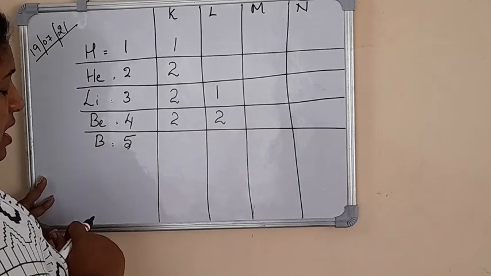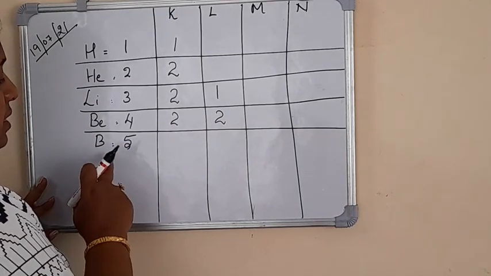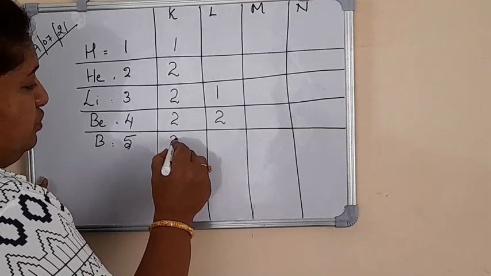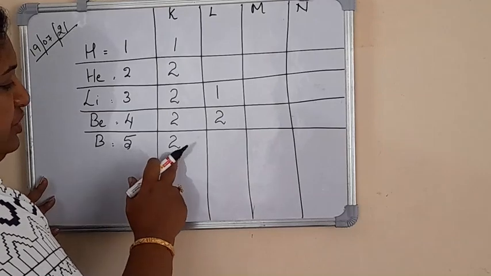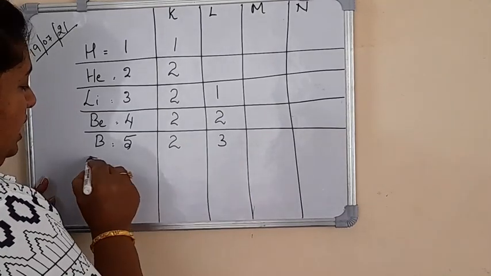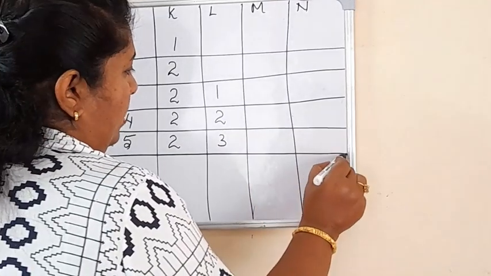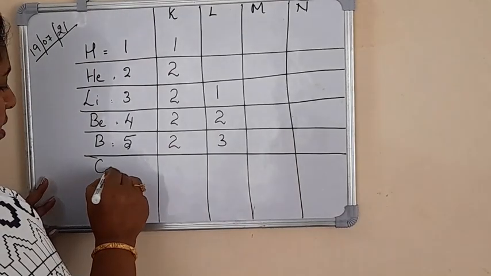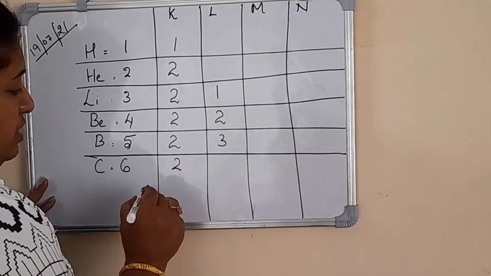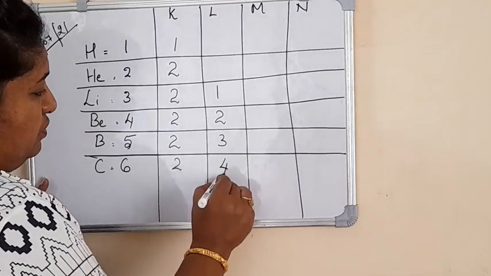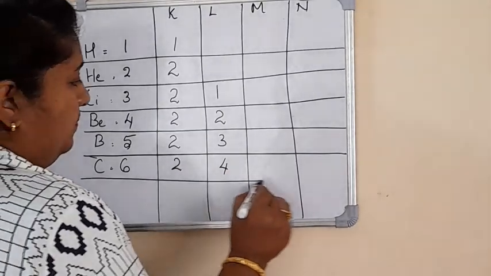5. Now, here, maximum 2 electrons in the K shell. What about the L shell? 5 minus 2, how much? 3. Then, carbon. 6. K shell is having 2 electrons. Remaining 4 electrons go to the L shell.